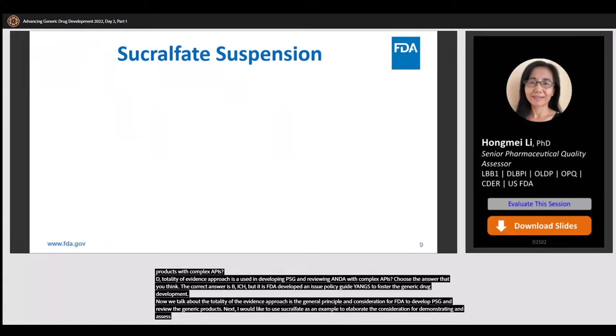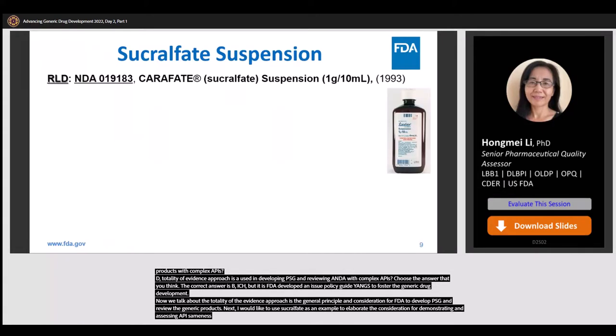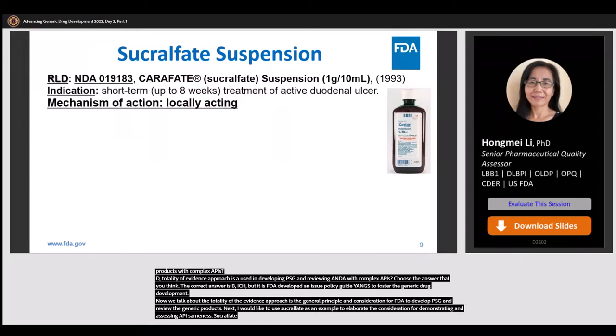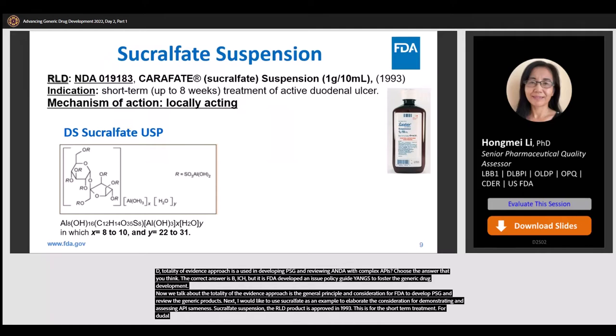Sucralfate suspension. The RLD product is an oral suspension, which was approved in 1993. The product is indicated for short-term treatment of active duodenal ulcer. The drug's mechanism of action is local acting, and sucralfate is one of the examples listed in the locally acting GI drugs above. The drug product contains the drug substance sucralfate. Sucralfate has a USP monograph.